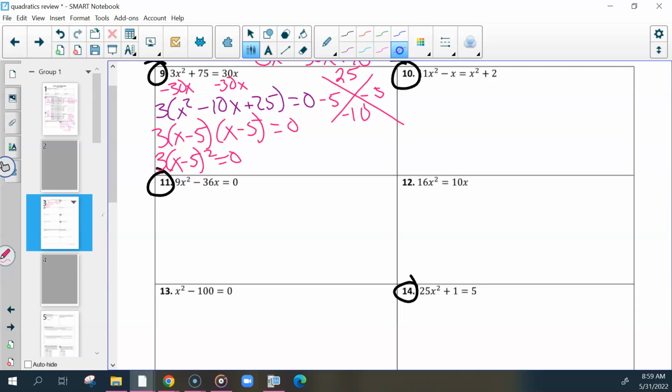Then we're going to set the factor equal to 0. But if I set 3 equal to 0, there's nothing to solve, and 3 doesn't equal 0. So we can ignore that. And just set this inside, x minus 5 equal to 0. We would not need to do this twice since they're the same. What would our solution be? X equals 5.